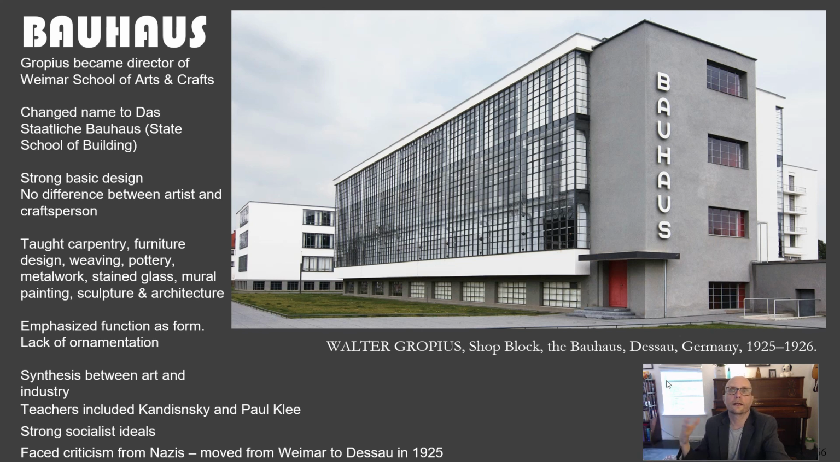And the Bauhaus actually had to move several times to escape oversight from the Nazis. Eventually it settles in, moving from Weimar to Dessau in 1925. But if we look at the original art building here in Dessau, Germany, created by Walter Gropius, the founder of the Bauhaus School, you can see that truth to materials is everywhere.